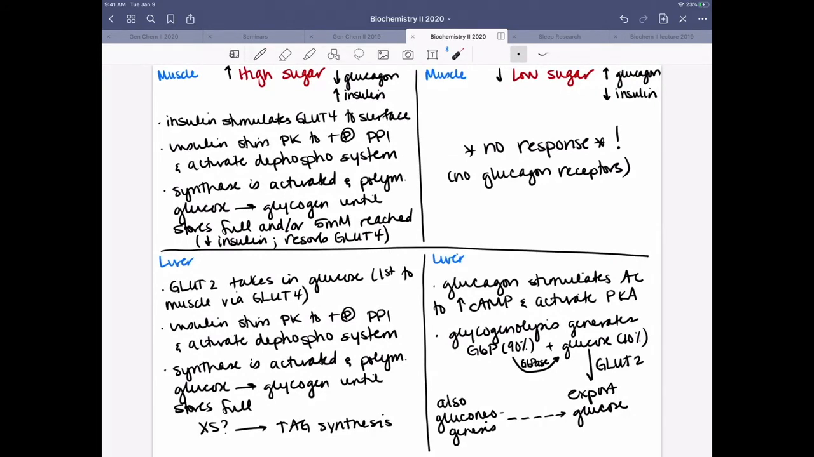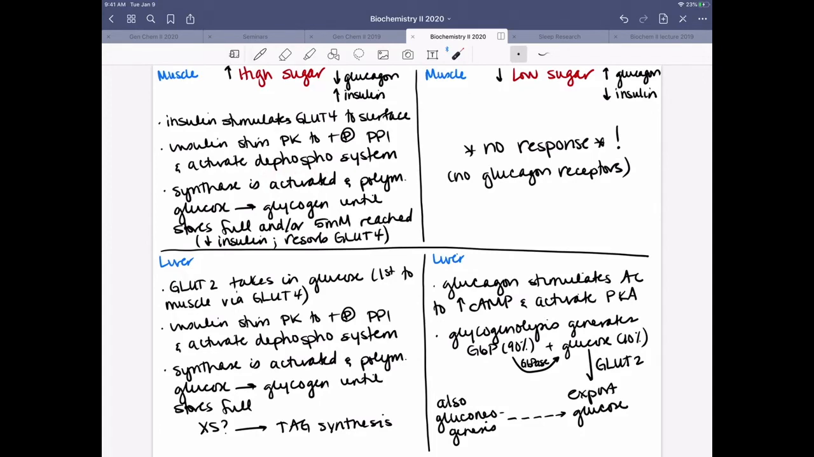and how that is different with regards to muscle versus liver. So let's start with our high blood sugar situation here. High blood sugar means glucagon is low, insulin is high. Again, insulin is going to stimulate GLUT4 to be mobilized to the surface of muscle cells. Insulin is also going to stimulate that protein kinase that's going to phosphorylate PP1 and basically make sure that we're put into a dephospho system.